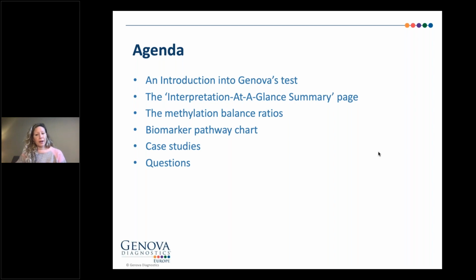So today I'll be going systematically through the various sections of the test, starting off with the summary page at the beginning of the test, and then moving through the various sections such as the methylation balance ratios and what they mean for your patient, breaking down the biomarker pathways chart, and then finally moving into a couple of case studies where the test has been useful in elucidating certain health issues.